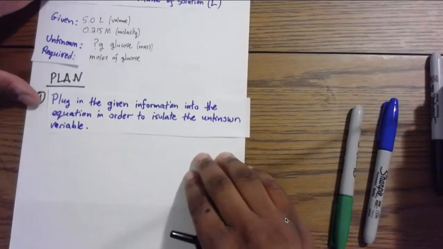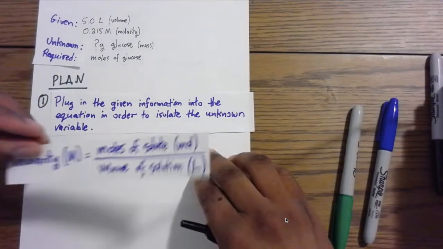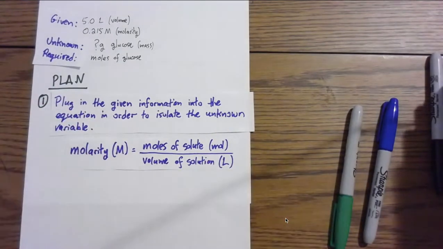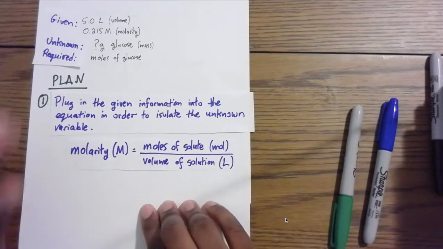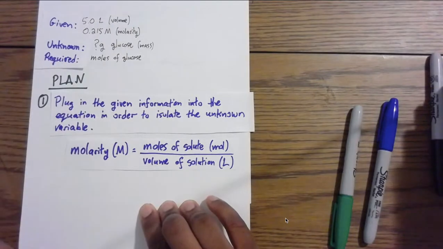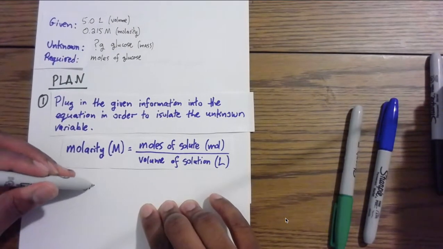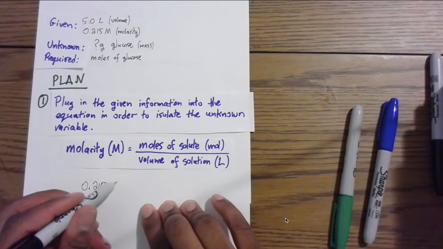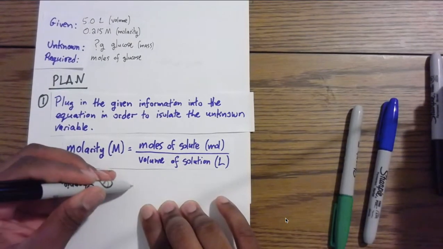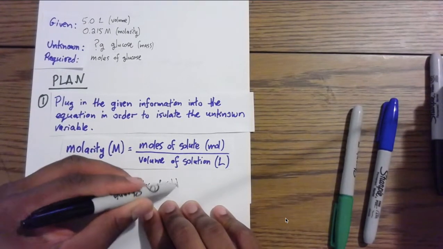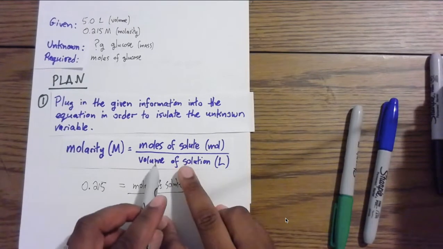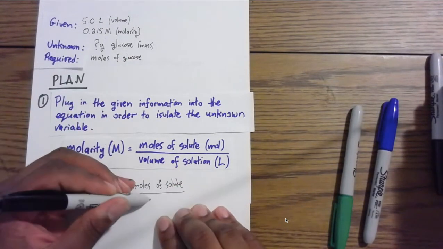So I'm going to bring this equation down here. Molarity equals moles of solute divided by volume of solution. Now we're given molarity, which is 0.215, so 0.215 equals moles of solute, which we don't know, divided by our volume of solution, which is also given, 5 liters.